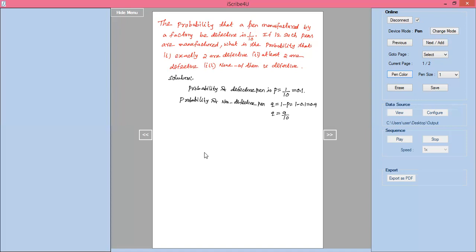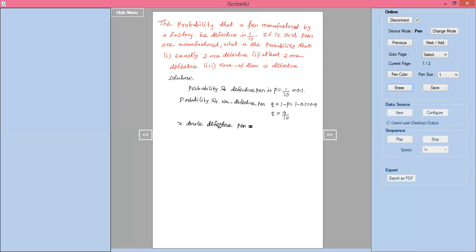Here, what does X denote? That you have to write. X denotes the defective pen. X denotes the defective pen.